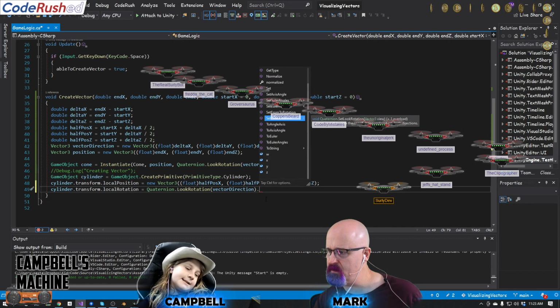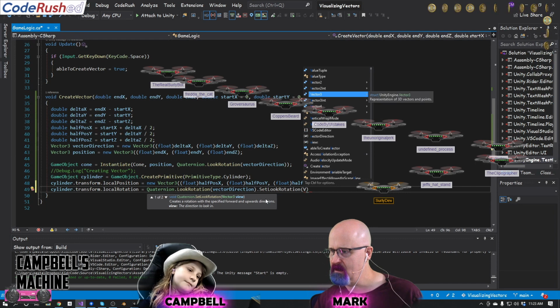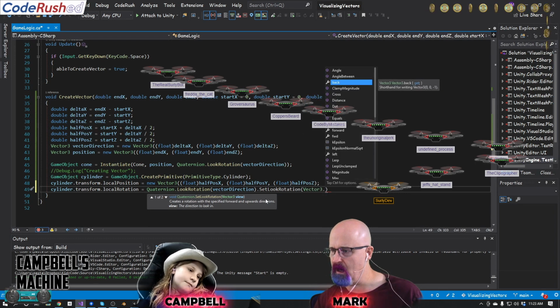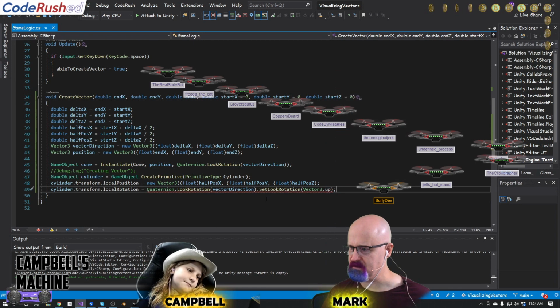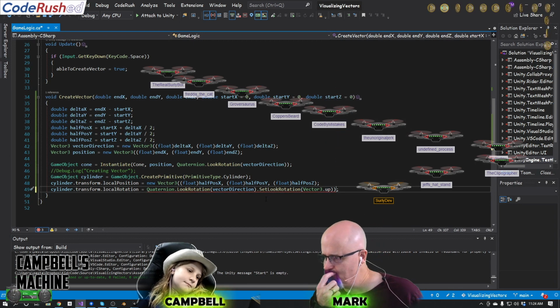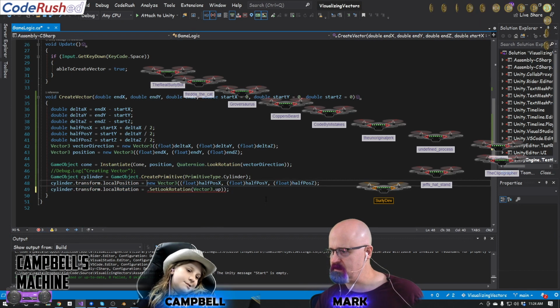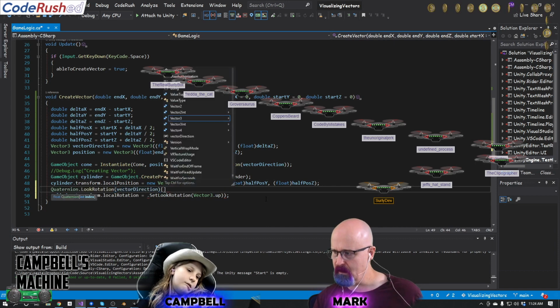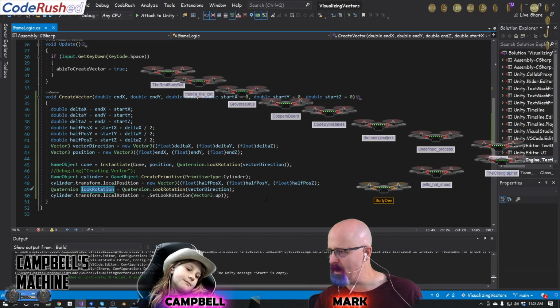See, it's the purple box. So that takes a parameter, and I guess what I was thinking is we would pass in vector dot up. Why? Because it's only got to go 90 degrees around the x-axis. That just modifies the quaternion. Okay, so hold on. I'm going to create a new variable here. Yeah, I'm sorry about this, Campbell.